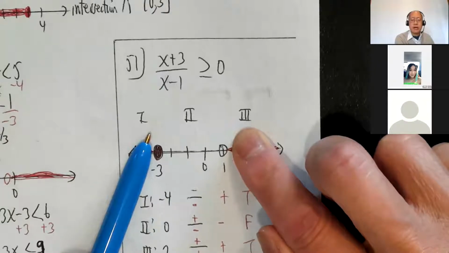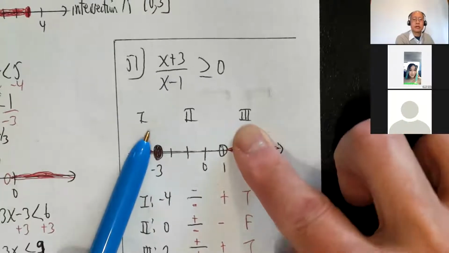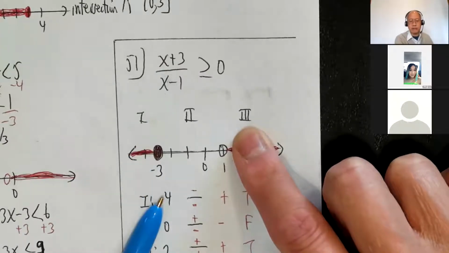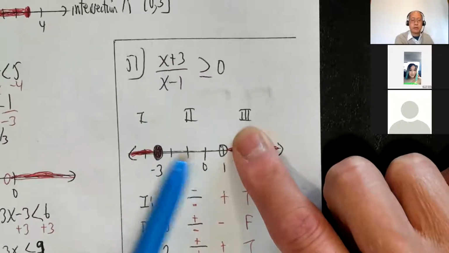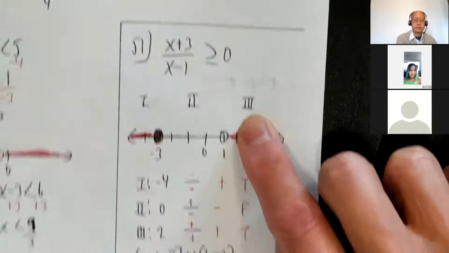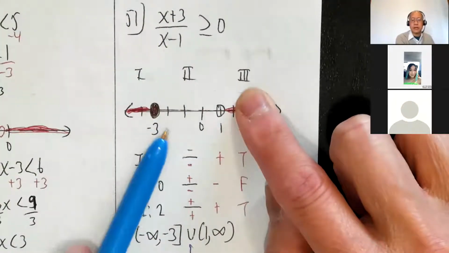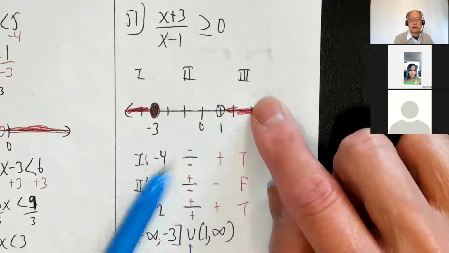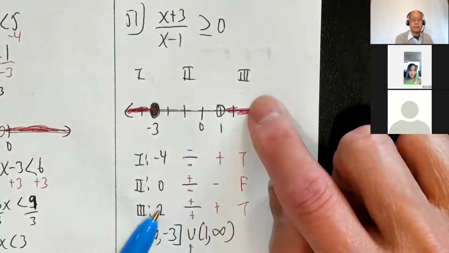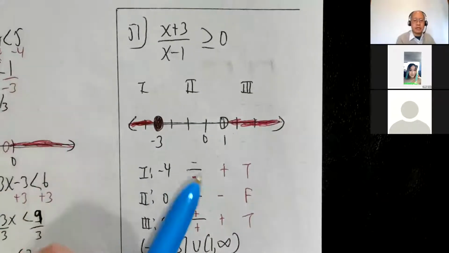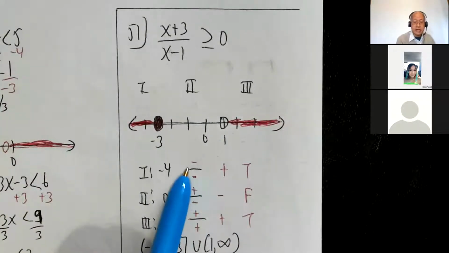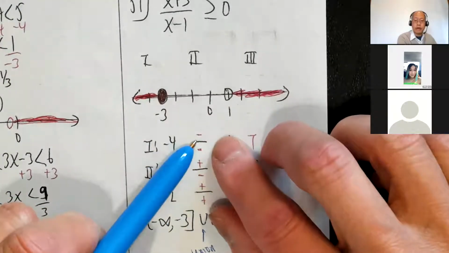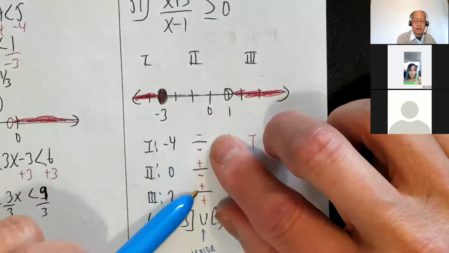And now again, I pick a number in regions 1, 2, and 3. So what's something over here? I pick negative 4. Something in the middle, 0. I always like plugging in 0 because the math is usually easier for 0. And what's something over here? How about 2? Okay, this time, because it's a fraction, I do it like that. That's a fraction bar, fraction bar, fraction bar. So ignore the red for the time being.